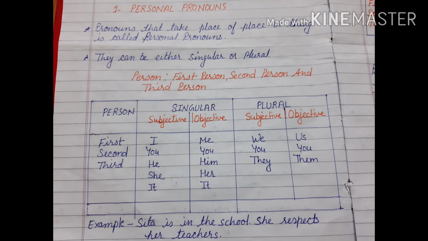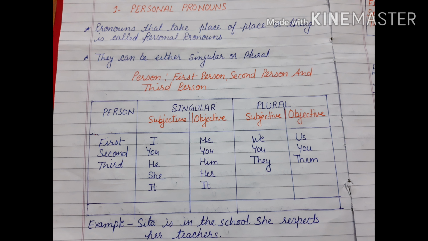First, we will read personal pronouns. Pronouns that take place of person or thing are called personal pronouns. They can be either singular or plural. There are 3 persons in personal pronoun: first person, second person, and third person. The first person is the person speaking. The second person is the person spoken to. And the third person is the person spoken about.